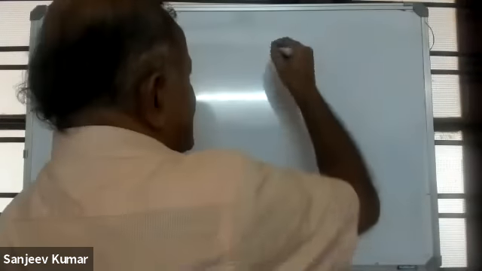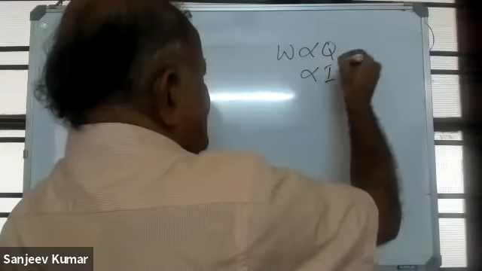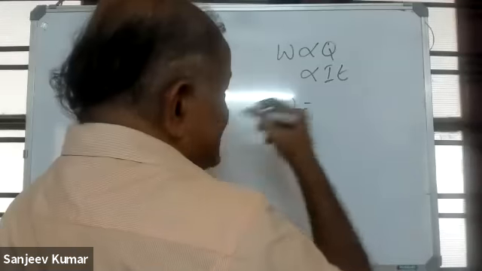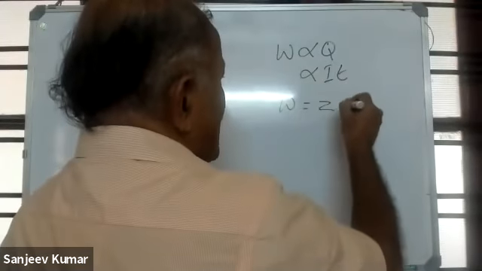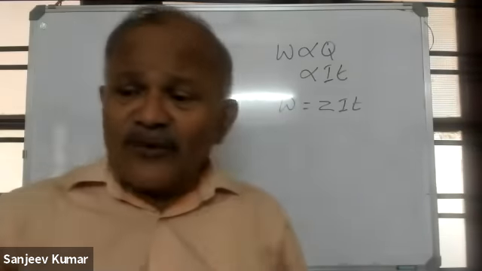And therefore, W is proportional to Q, or proportional to I into T. Or W is equal to a proportionality constant Z into I into T. And that is the first law of Faraday.